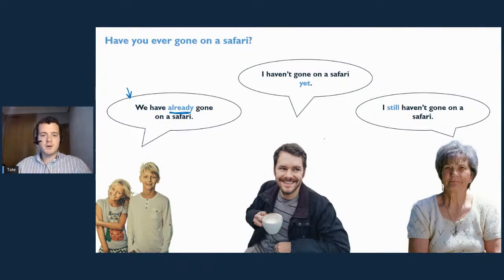The second one is up here, where we have our gentleman in the middle, where he says, I haven't gone on a safari yet. I haven't gone on a safari yet. And we have our last one here. We have this elderly woman, and it says, I still haven't gone on a safari. Right. So we have these different words that we can use when we are talking about our bucket list.